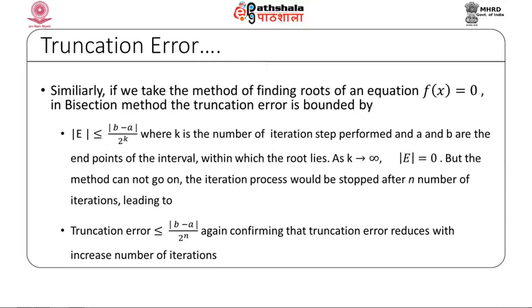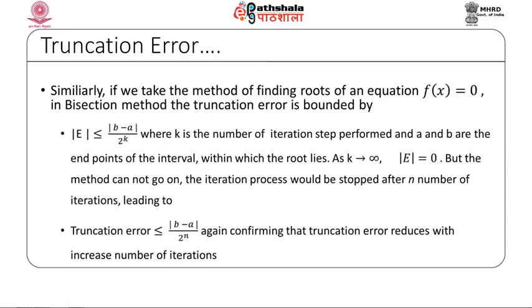Similarly, if you take the example of a root of an equation f x equal to 0, we would be learning many methods for it. The first and simplest method which we learn is bisection method, and if the root lies between the interval a and b, then in the case of bisection method we know that the error, the truncation error is always less than equal to absolute value of b minus a by 2 raised to k, where k is the iteration number which is being performed, and this will tend to 0 as k tends to infinity.